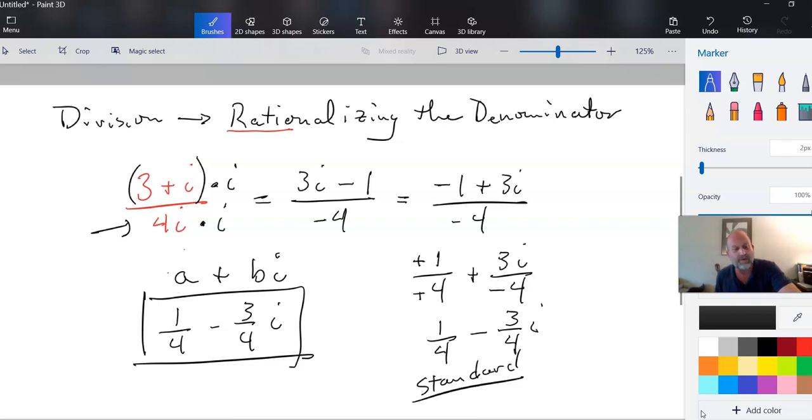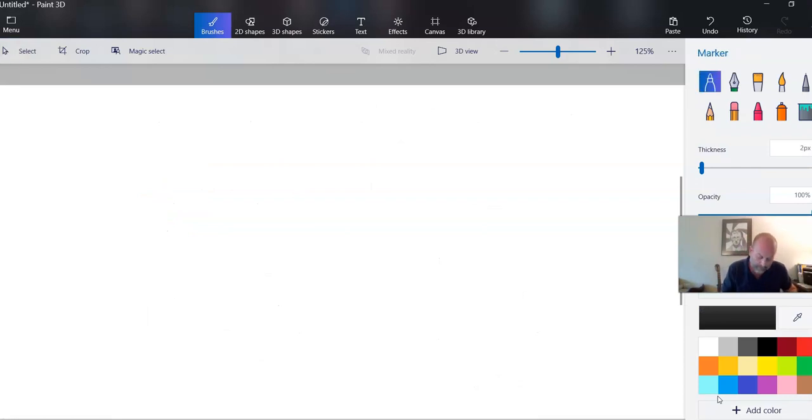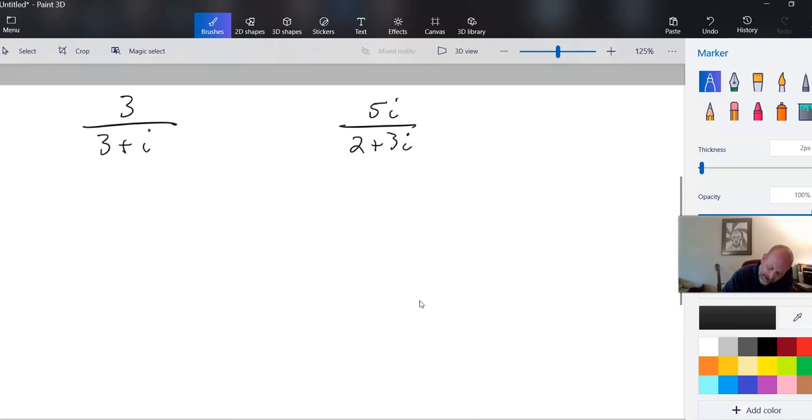Let's take a look at what happens to one of these when I have a binomial. I have a full complex number in the denominator. Okay, so let's say I have, in fact, I'll pull out 2 examples here. 3 over 3 plus i. And I'm going to pick another one over here. Let's do 5i over 2 plus 3i.